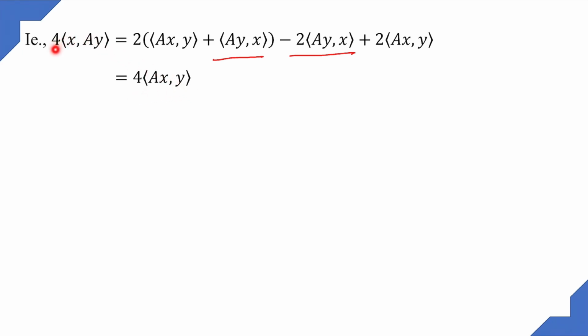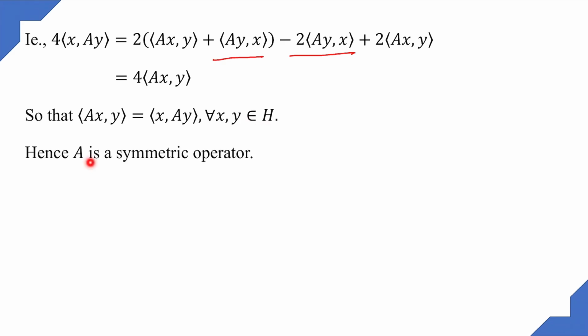So what we have is 4 times inner product ⟨x, Ay⟩ is equal to 4 times inner product ⟨Ax, y⟩, and we can cancel 4 from both sides. So we will get inner product ⟨Ax, y⟩ is the same as inner product ⟨x, Ay⟩ for every x and y in H. This means the operator A is a symmetric operator. Thus, our condition that inner product ⟨Ax, x⟩ is a real number for every x in H implies, and is implied by, A being a self-adjoint or symmetric operator.